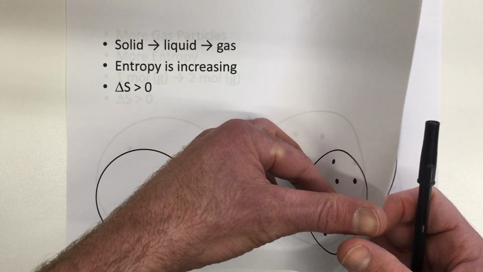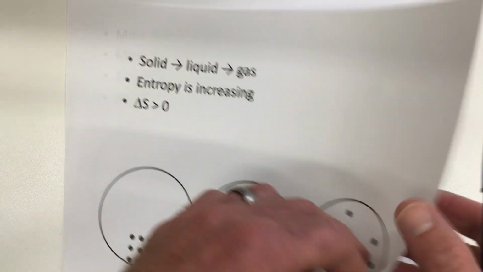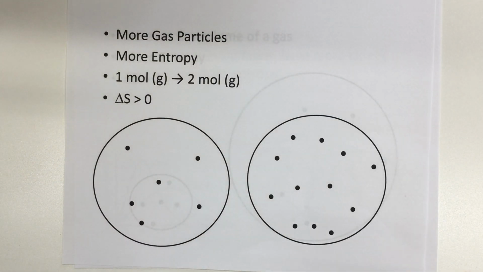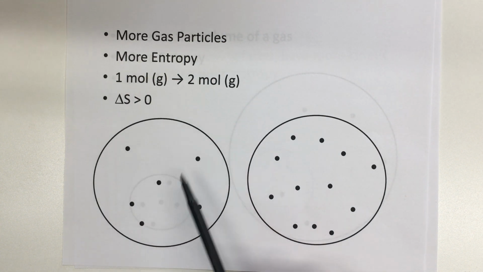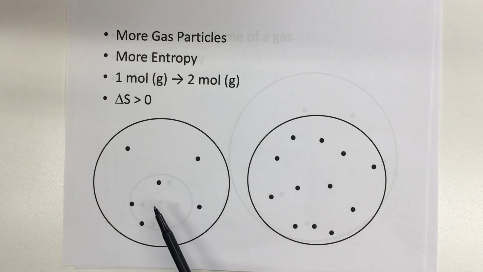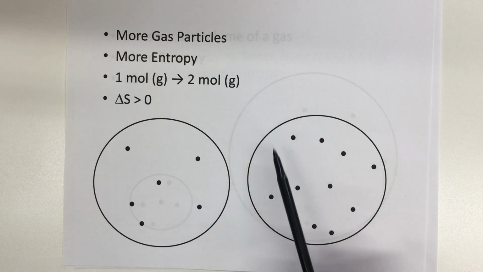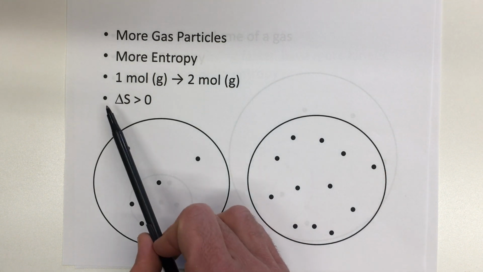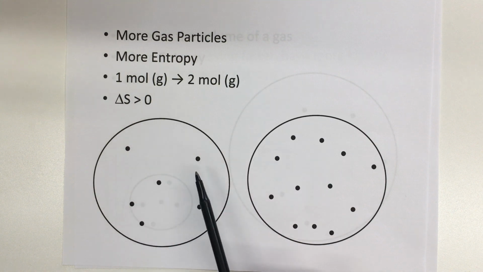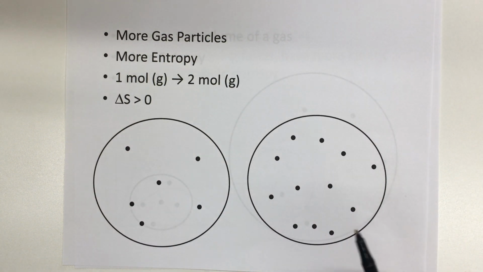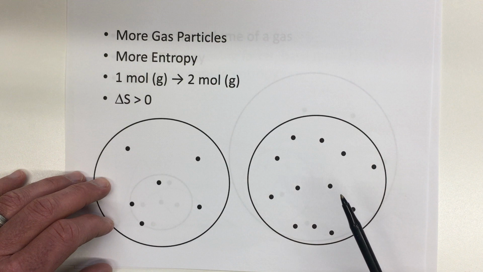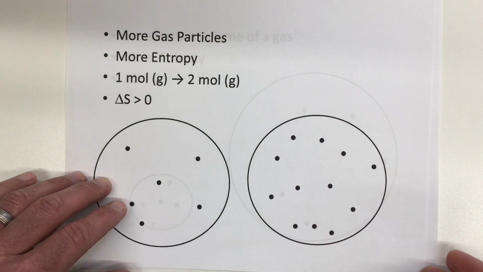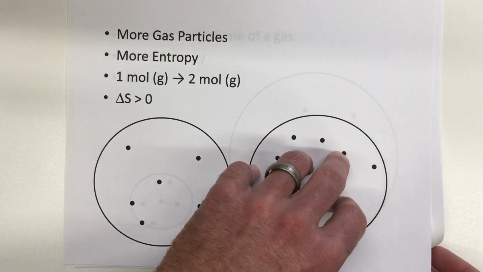Another way entropy can increase during a reaction is if the reaction produces more particles of a gas. If we start out with 1 mole of a gas, you have just a few particles bouncing around. If during a reaction you create more gas particles, then there's more freedom for them to move around and bounce off the sides of the container and each other. So you have an entropy change that is greater than 0, a positive entropy change. You have more disorder when you have more particles, especially of a gas, that are free to move around independently of each other.